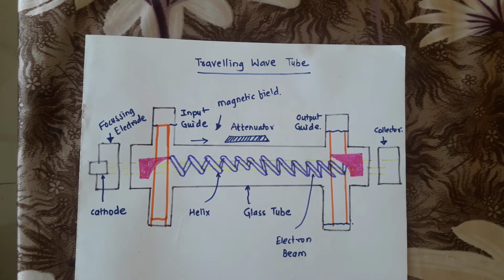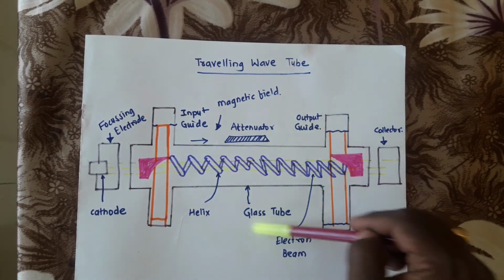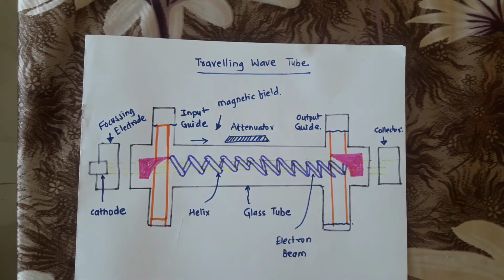Thus the beam is attracted to the collector and acquires very high velocity. It is kept from spreading, as in the multi-cavity klystron, by a DC axial magnetic field. So this particular magnetic field, which surrounds the tube, will avoid the spreading of the electrons and make a narrow beam of electrons.